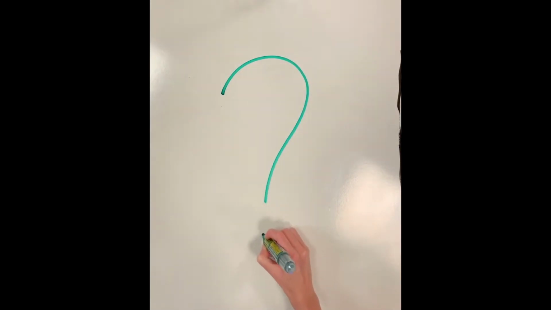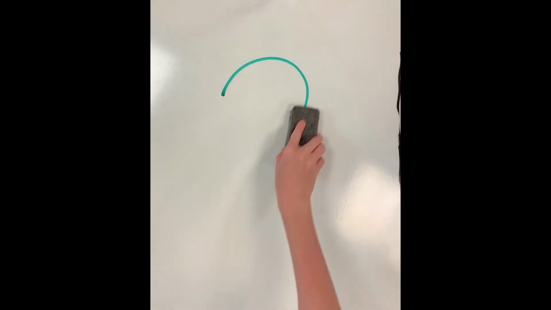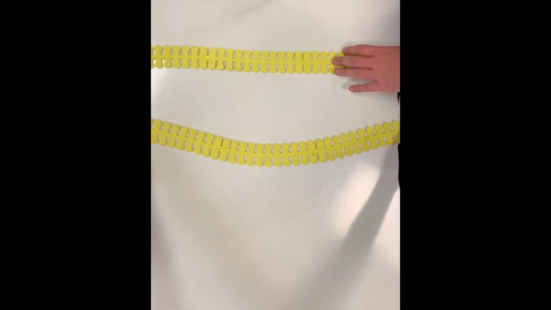But how do neurons work? How do they share information? In this video, learn what the structure of a neuron is and how each of its pieces work together to make your brain and body function.